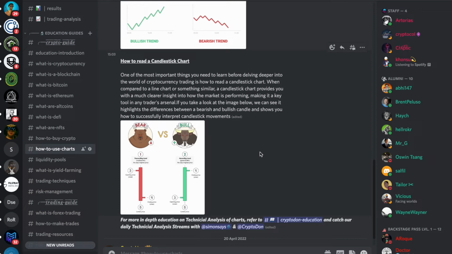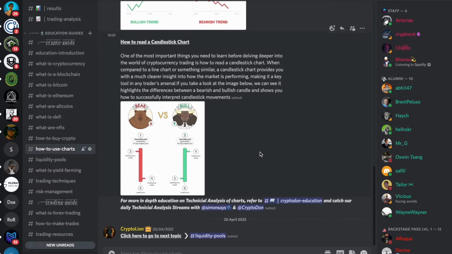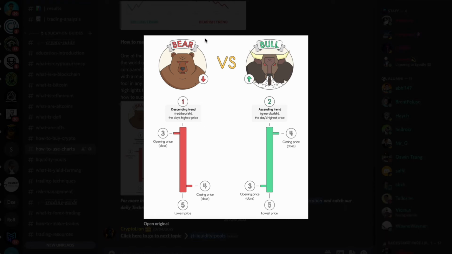When compared to a line chart or something similar, a candlestick chart provides you with a much clearer insight into how the market is performing, making it a key tool in any trader's arsenal. If you take a look at the image below, it highlights the differences between bearish and bullish candles and shows you how to interpret candlestick movements. So as you can see here, a bearish candle looks like this. The opening price will be at the top, and the closing price will be at the bottom.